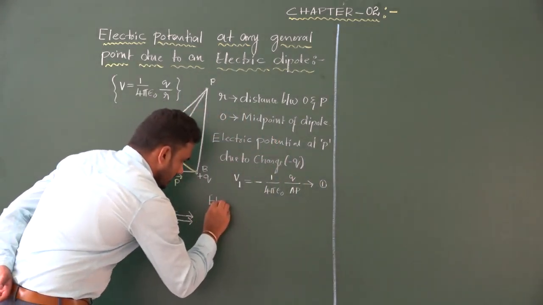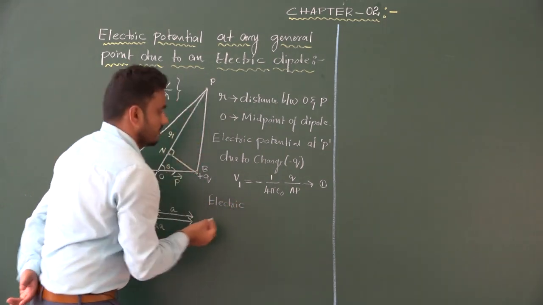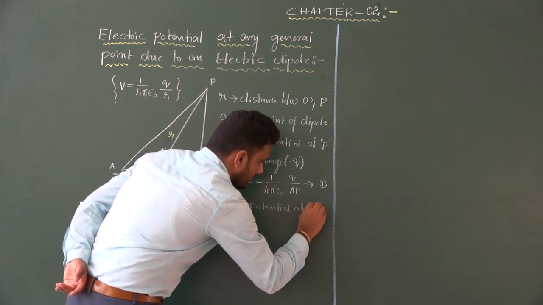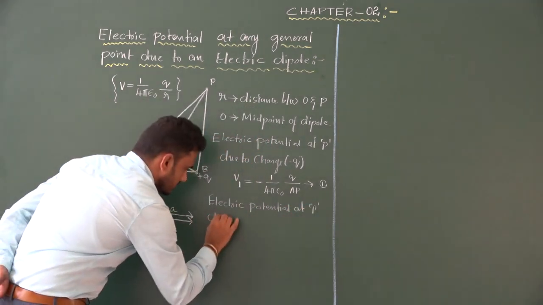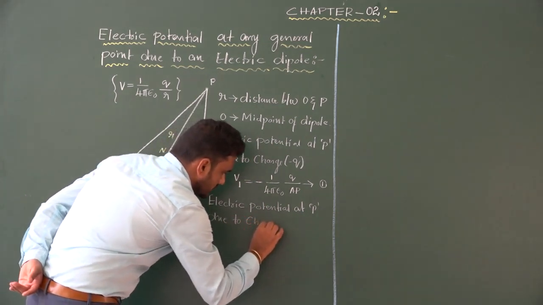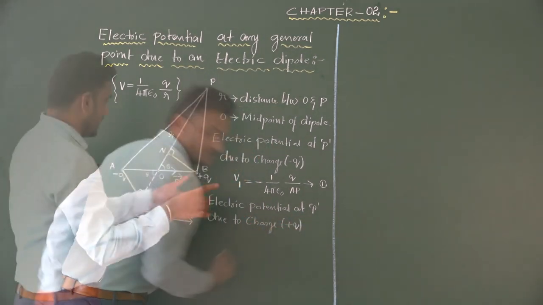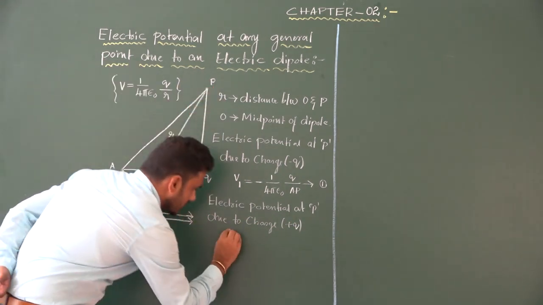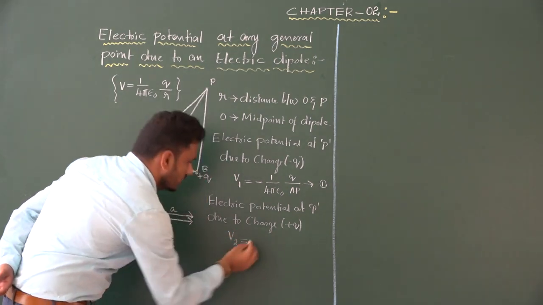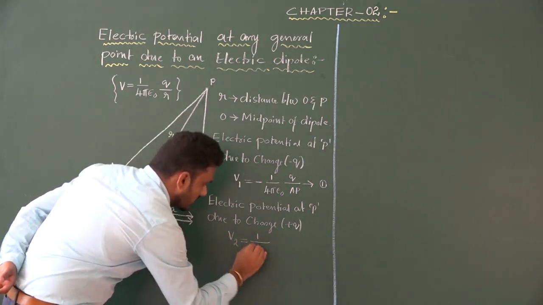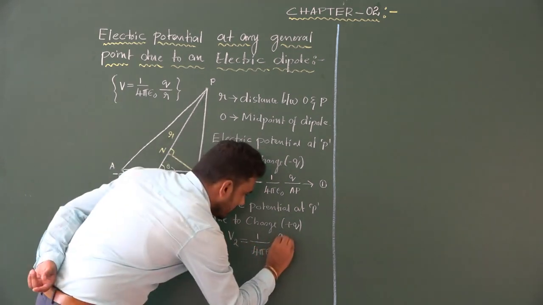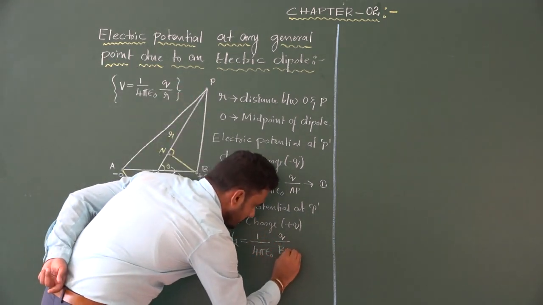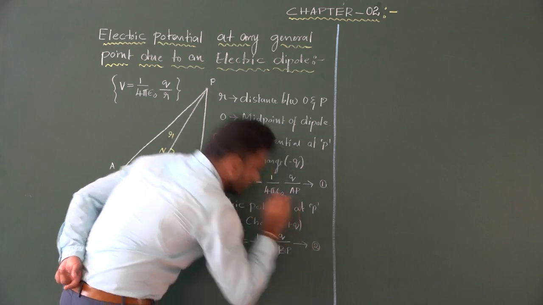Next, electric potential at P due to charge plus Q. Electric potential at point P due to the positive charge. Let us take V2, since it is a positive charge, 1 over 4 pi epsilon naught, then Q divided by, what is the distance? BP, right, BP. Mark it as equation number 2.